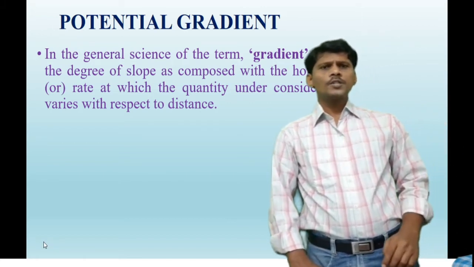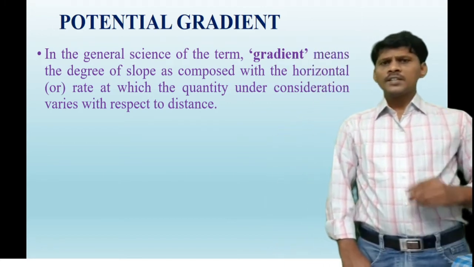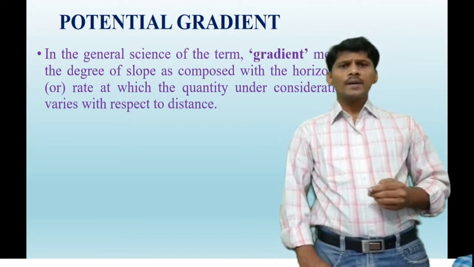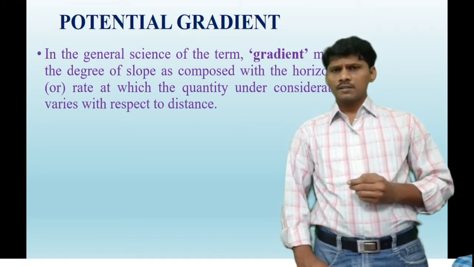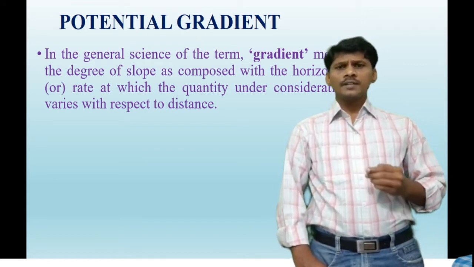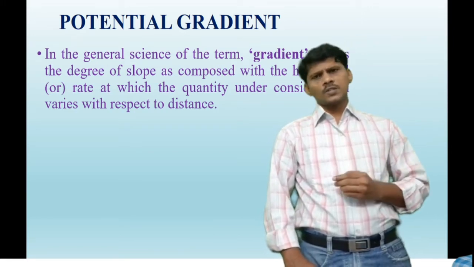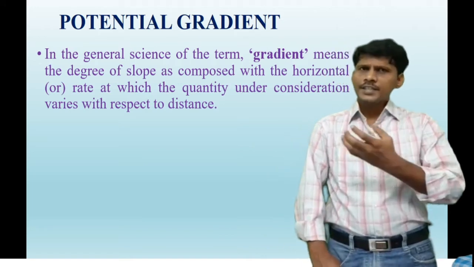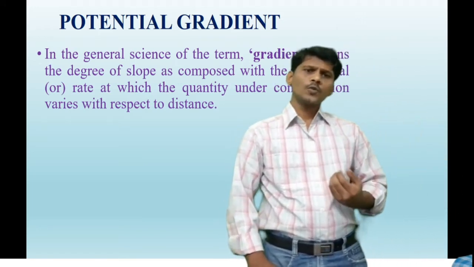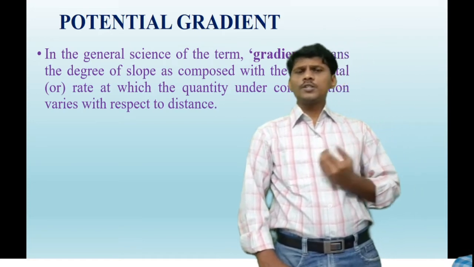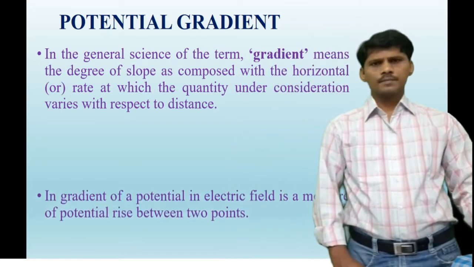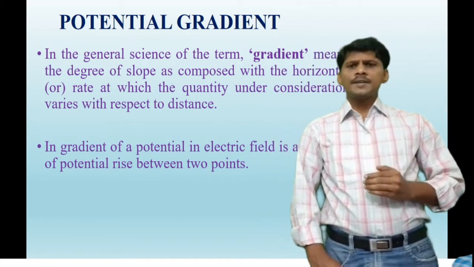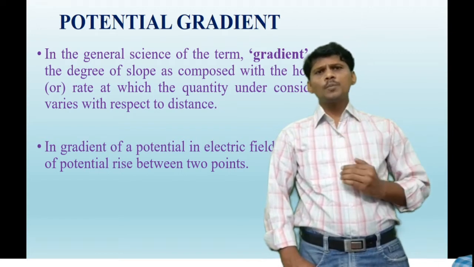Next, coming to potential gradient. In the general sense of the term, the gradient means the degree of slope as compared with the horizontal, or the rate at which the quantity under consideration varies with respect to distance. The gradient of potential in an electric field is a measure of potential rise between two points.